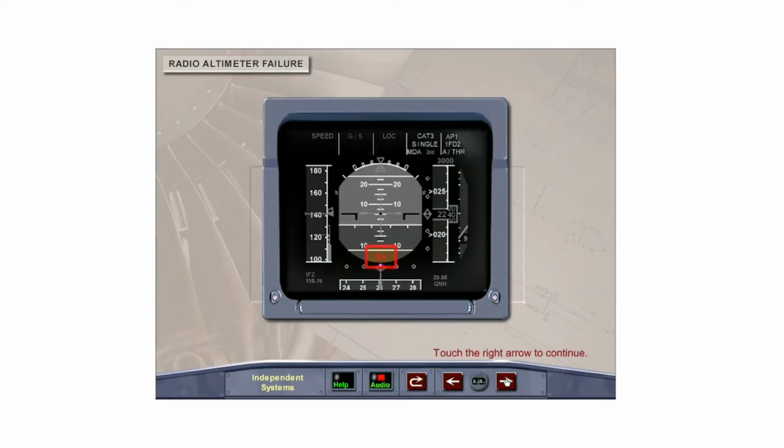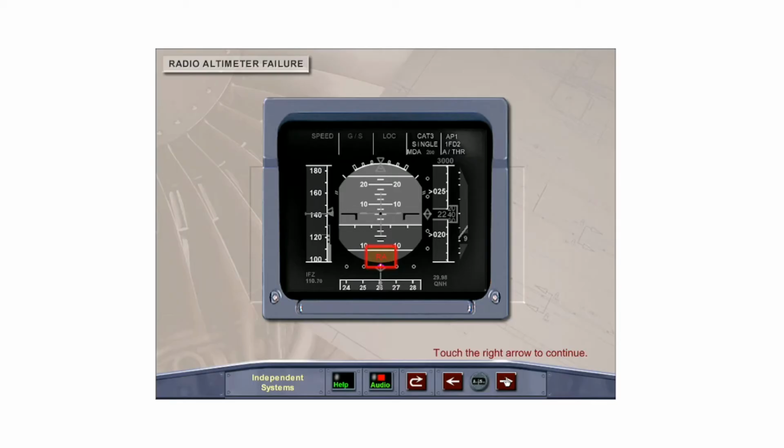If one radio altimeter should fail, the remaining radio altimeter information will be displayed on both primary flight displays. If both radio altimeters fail, an ECAM caution will be triggered and a red RA will replace the radio height on both primary flight displays.